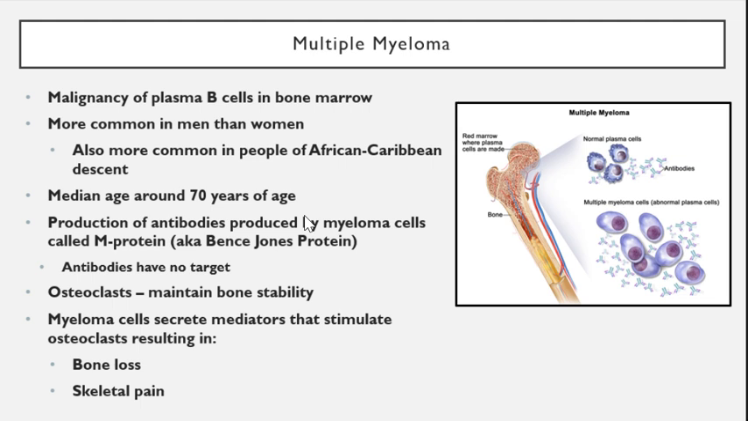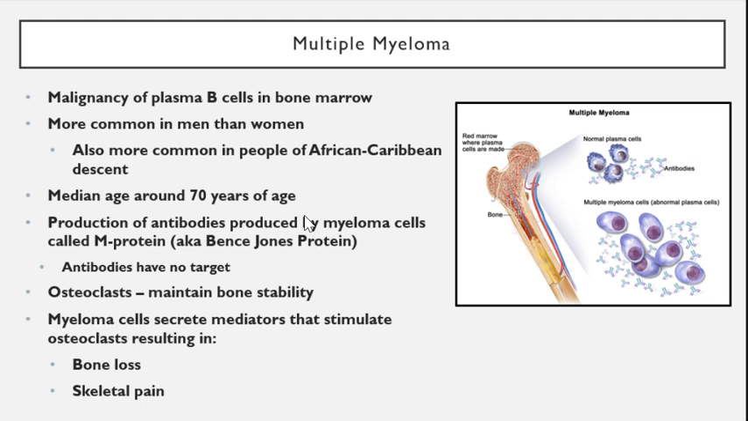So I guess all cancers are scary to a certain degree. So these are malignancies of plasma B cells and bone marrow, more common in men than women, and also more common in African Caribbean descents. Oh, now, wait, what? No. Okay. So people typically get this when they are old, admittedly.